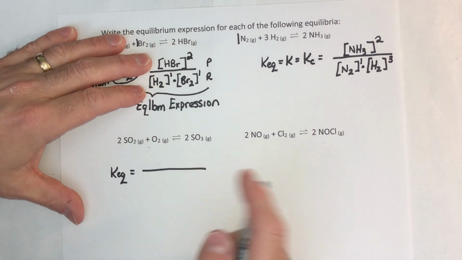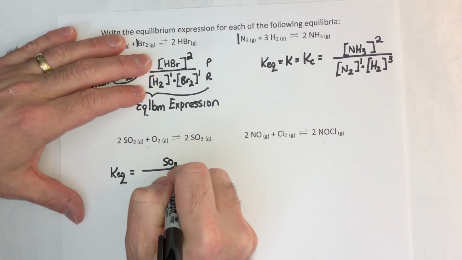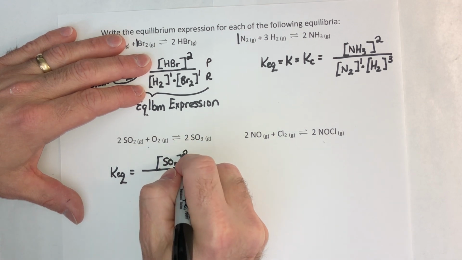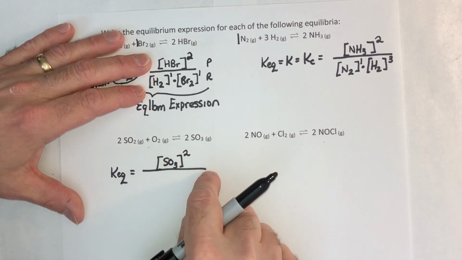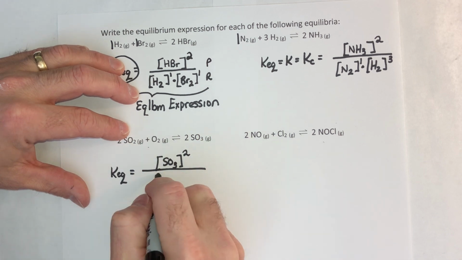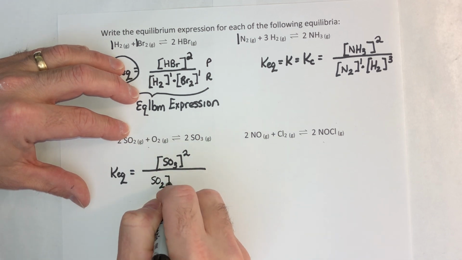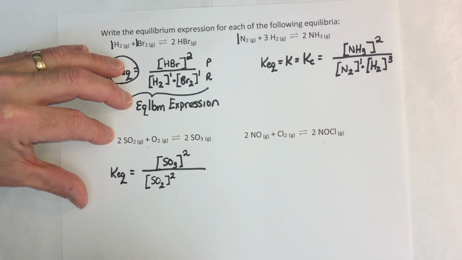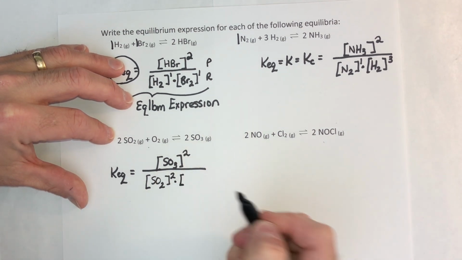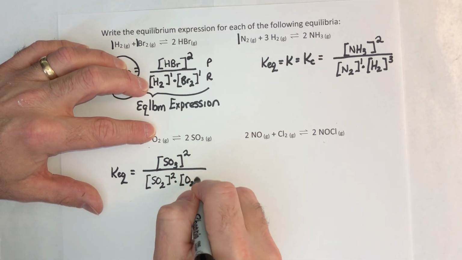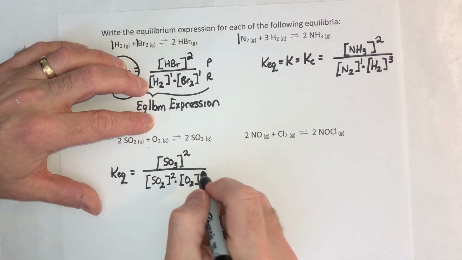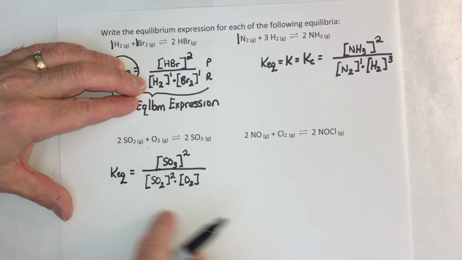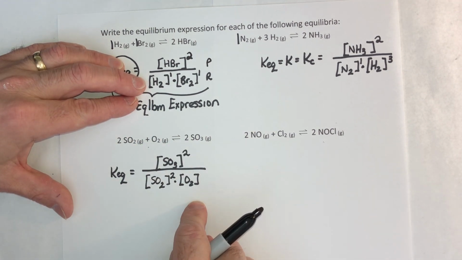Okay, so SO3 is my only product. Square bracket it. There's 2 of them, so square it. In the denominator, your first reactant, SO2, square brackets, and a 2 because you've got 2 of them, so it's squared. Your second reactant is an O2. There is one of them, so the power would be 1, but in this case, I'm going to leave out both. That would be my equilibrium expression.